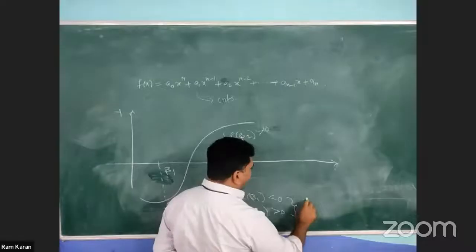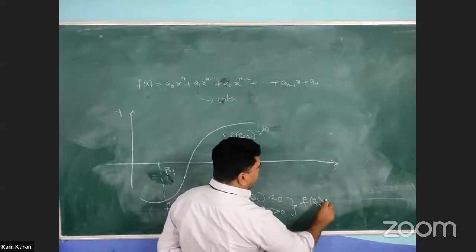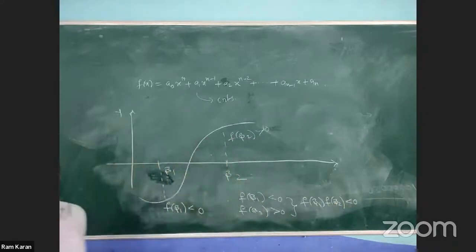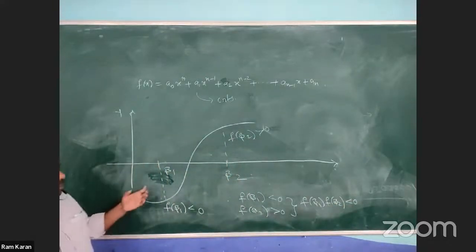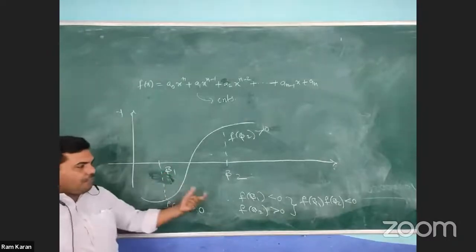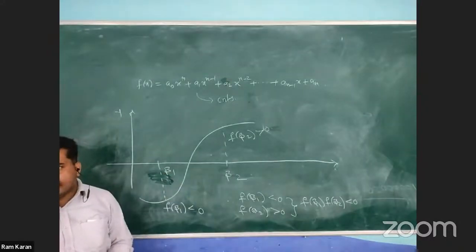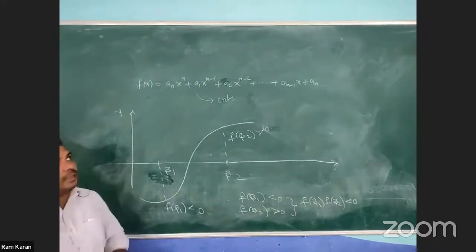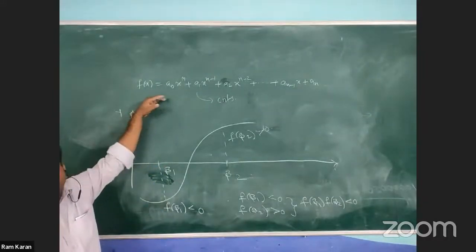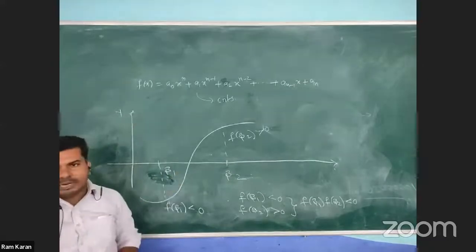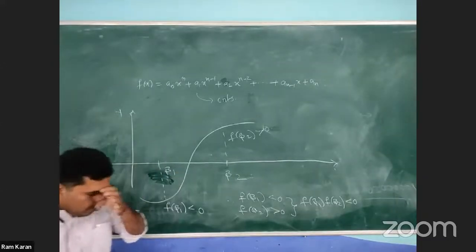The product of these two, f of beta 1 into f of beta 2, is less than 0. So if f of beta 1 and f of beta 2 are of opposite sign, then this polynomial has at least one real root between beta 1 and beta 2. At least one real root, it may be more than that.